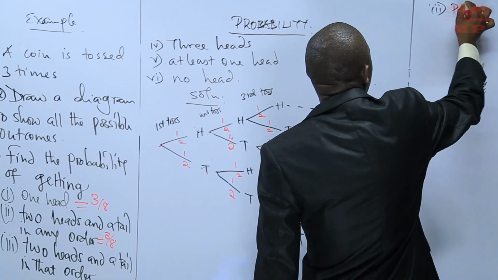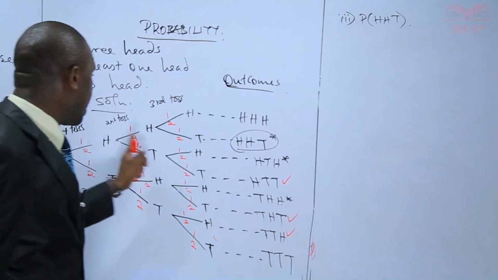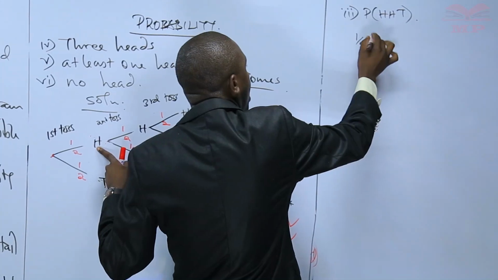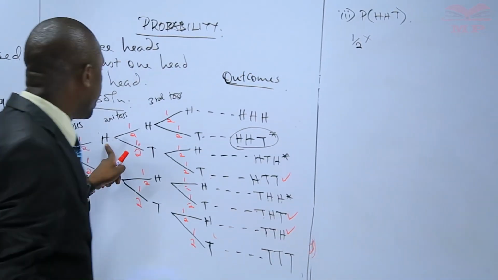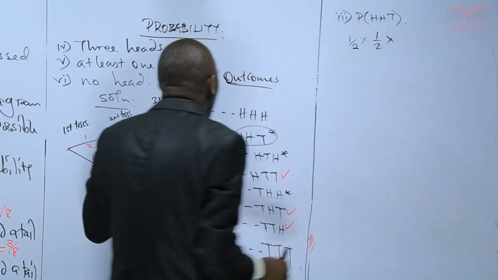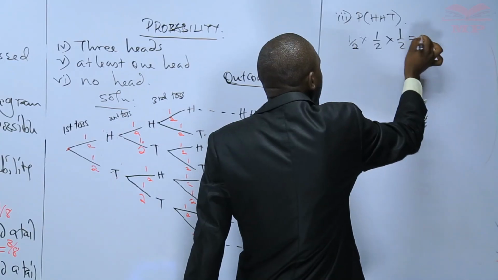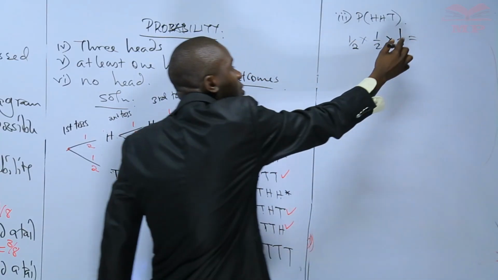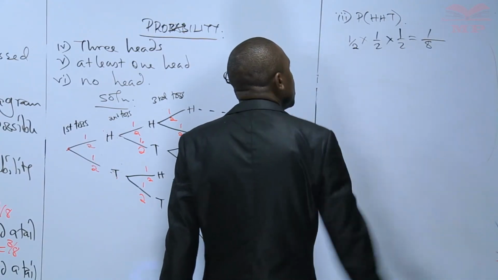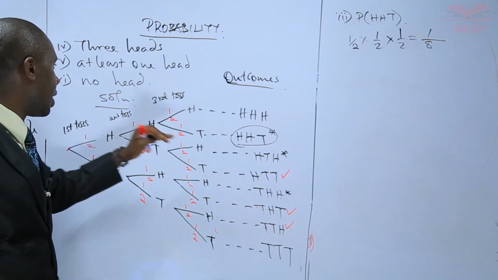So we will be looking at the probability of head, head, tail, like that. So looking at that, the first head, the probability is a half, and we have to get a head again. The probability is a half, and we have to get a tail, which is also a half. So working on this, we can get 1 times 1 times 1, which is 1, over 2 times 2 times 2, which is 8. So therefore, the probability of head, head, tail is actually 1 out of 8.